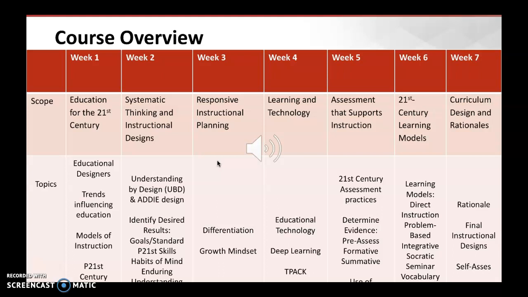In week 6, we begin to look at 21st century learning models again. And these are specific models of instruction that we will be exploring and selecting, choosing the ones that best support the learning objectives for our students. And we'll continue that in week 7. You'll have an opportunity to extend and refine and continue to work on that assignment until we put it all together at the end with our final instructional designs and with a rationale. And at the very last, we'll be doing the self-assessments.